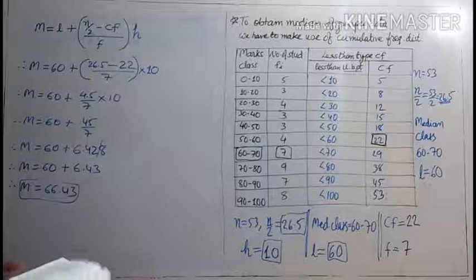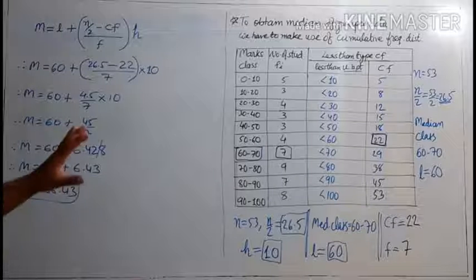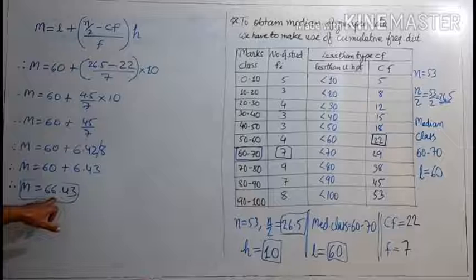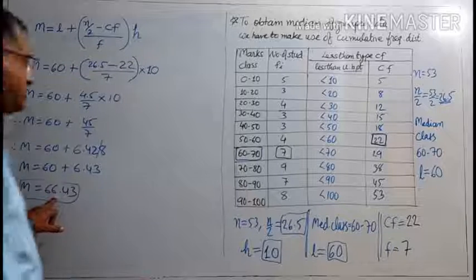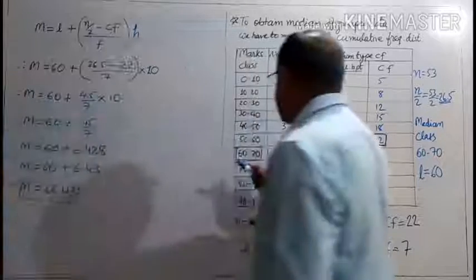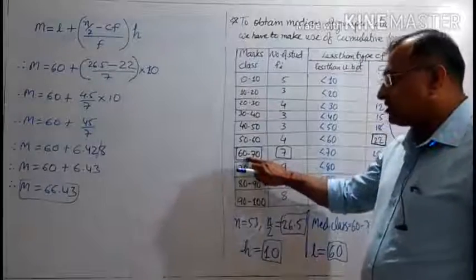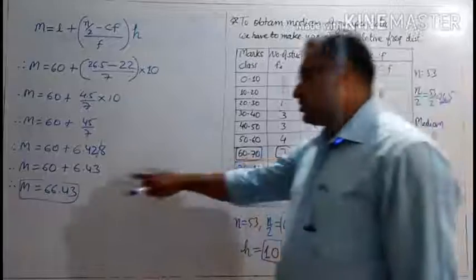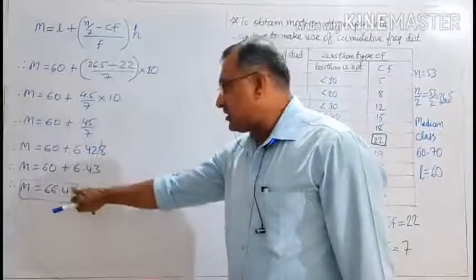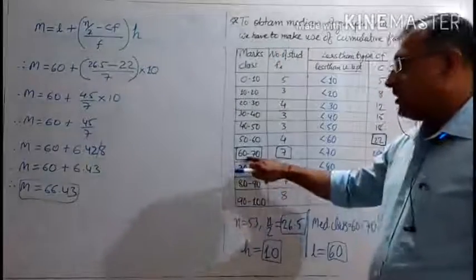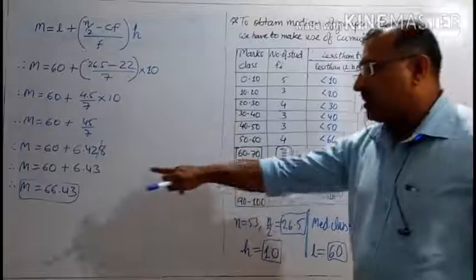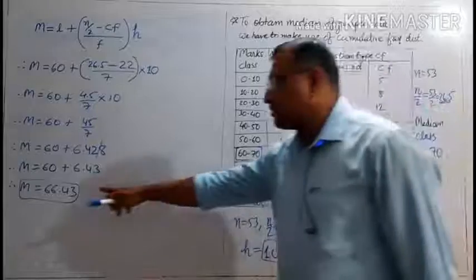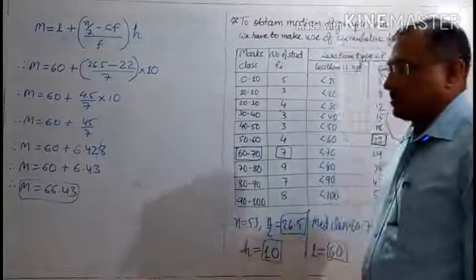So that means 50% of the students have scored marks less than 66.43. The median will always lie in this median class. So students having scored marks less than 66.43 are 50%, and 50% of the students have scored marks more than this in this median class.